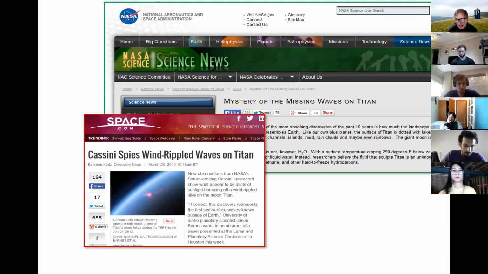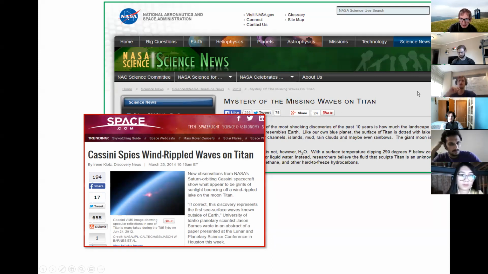So let me again try to motivate this with a joke. Here's a headline that you may have seen five or six years ago. If you are following NASA, you would see, for example, a headline like this: "The mystery of the missing waves on Titan." Titan is a moon in the far solar system, and it has lakes, not of water, but it has lakes. Now the question you want to ask is, well, there's an atmosphere, there's lakes, shouldn't there be waves on that? And so where are they?